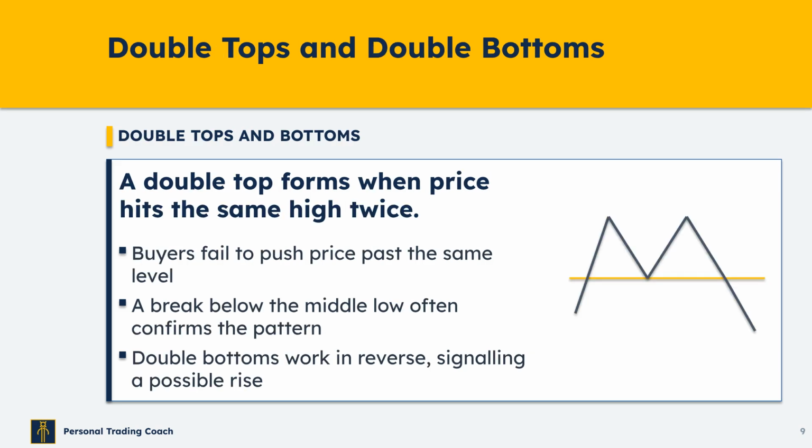A double top forms when price hits the same high twice, indicating buyers failed to push price higher. Double bottoms work in reverse, signaling a possible rise. A break below the middle low or above the middle high confirms the pattern.